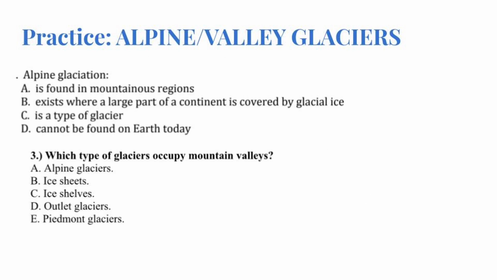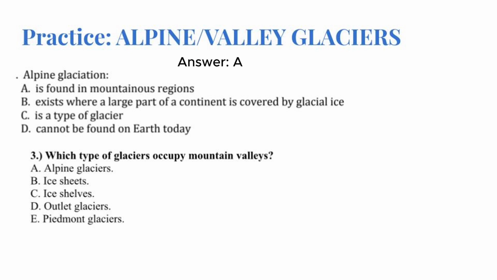Alpine glaciation is found in mountainous regions. That is correct. We could also look at the other answer choices, which don't really make sense. B says it exists where a large part of a continent is covered by glacial ice. This definition is more relevant to the term ice sheets. So A is the right answer here.